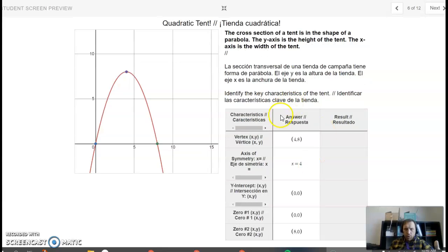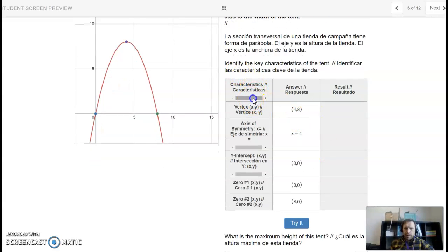All right, so here we go. You should have already been able to check to see if these are correct. Right? If you click try it, you should get all green check marks. This is 4, 8. That's our vertex. All right, so the axis of symmetry goes right through that 4. Think about this. I forgot to explain, right?